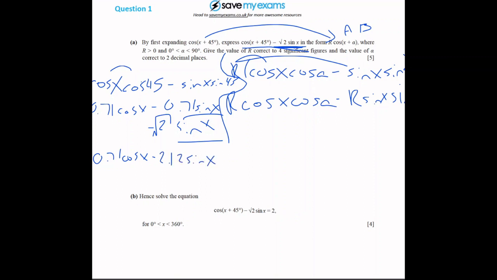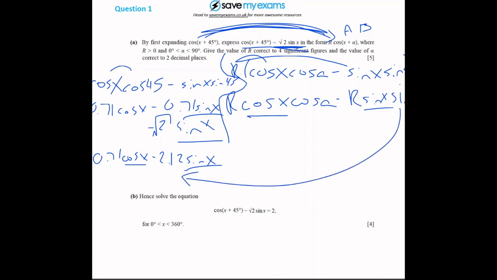Just like that. And now I notice that they tell me these two equations are equivalent, right? So this one has cosine x, this one has cosine x, this one has sine x, this one has sine x. This means r sine A will be equivalent to 2.12. This also means r cosine A will be equivalent to 0.71. Because if I multiply those two values, I have to get that value right there.